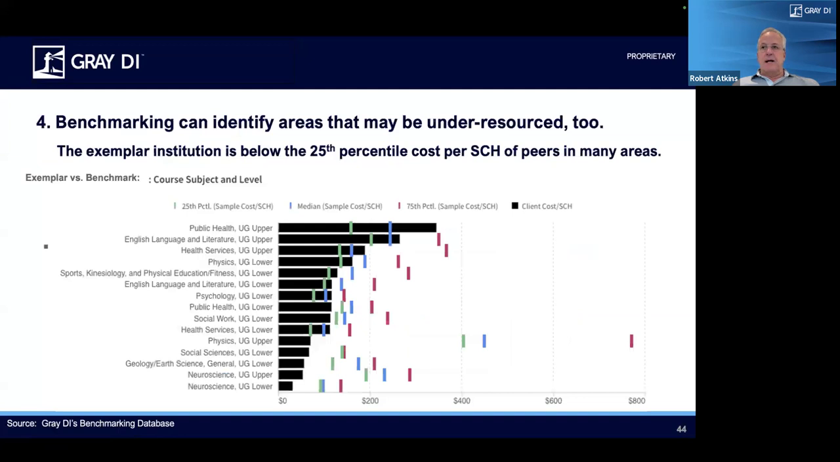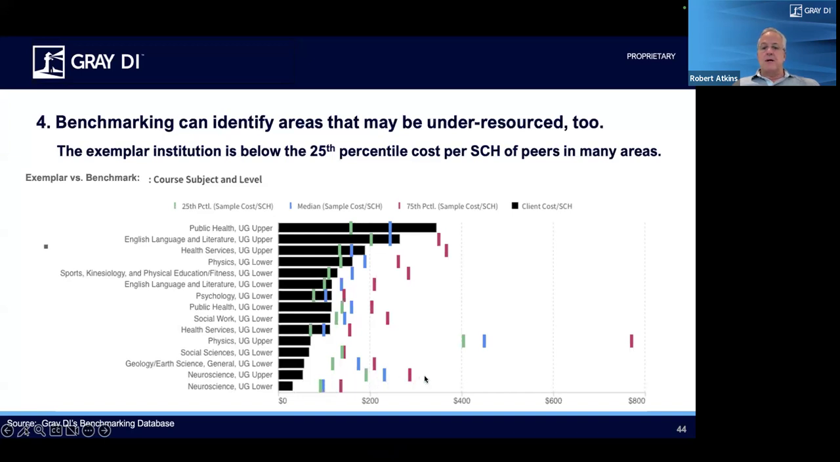Now, all of this has been about places to reduce cost. One of the other things you can get out of benchmarking is the areas where you're under-resourced. And they're often fairly present, and the real issue is that they're often in the hottest programs. So if you look down here at neuroscience, our cost per student credit hour here is very low. The benchmark is quite a lot higher. And I would guess that they are having trouble finding neuroscience instructors and that these numbers are not sustainable. We actually need to add instruction into those programs to get them back up more towards the median.